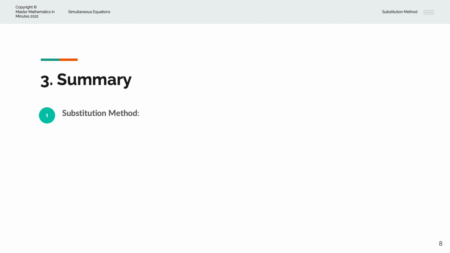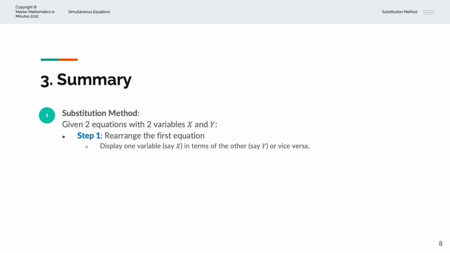So to summarize, the substitution method involves, given two equations with two variables x and y, Step 1, where we'll need to rearrange the first equation. The idea is to display one of the variables, say x, in terms of the other, say y, or the other way around, or vice versa. And Step 2 is where we substitute this equation into the second equation. And then we'll solve for x and y.